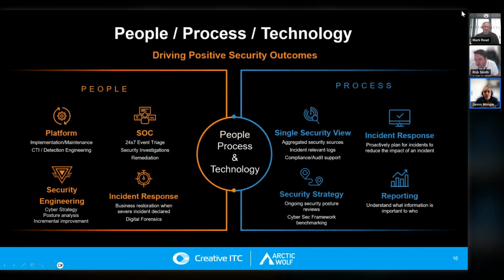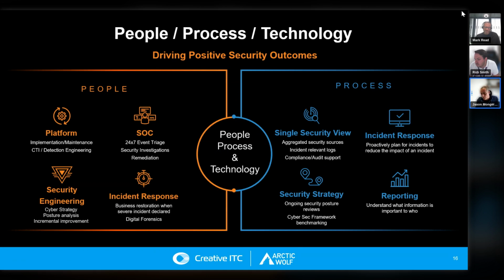So how do we drive positive security outcomes? Obviously this is what we do from an Arctic Wolf perspective, but it doesn't matter if you were adopting a third-party service like Arctic Wolf or trying to build this capability yourself. I think this slide is quite useful to look at the people and the process in a bit more detail. We know the technology well. We spend a lot of money on technology. There's a lot of technology choices out there, and people like Creative can help you with those choices.